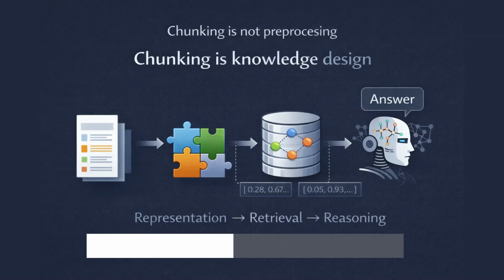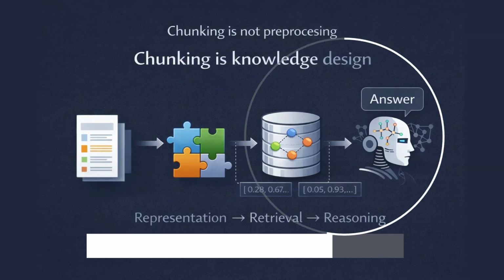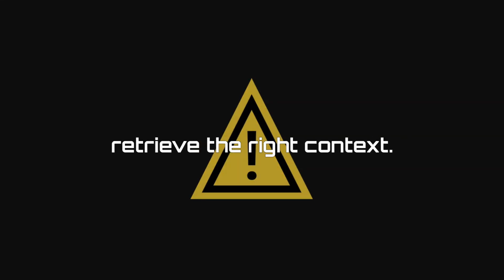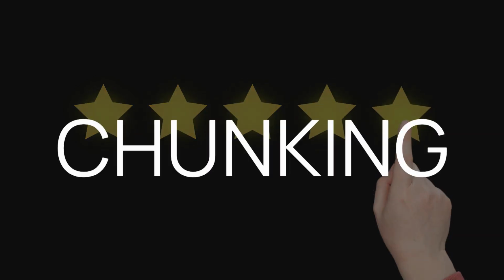You are deciding how knowledge is represented, retrieved, and reasoned over. RAG systems don't fail because models hallucinate. They fail because the system didn't retrieve the right context. And retrieval quality starts with chunking.